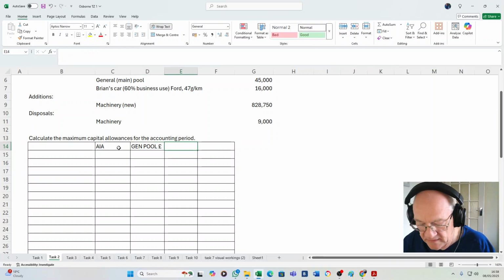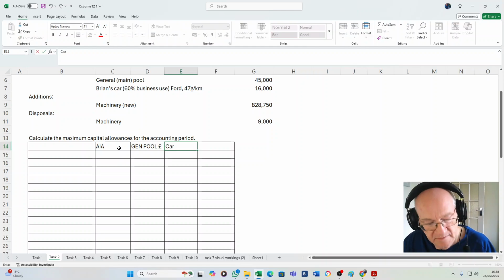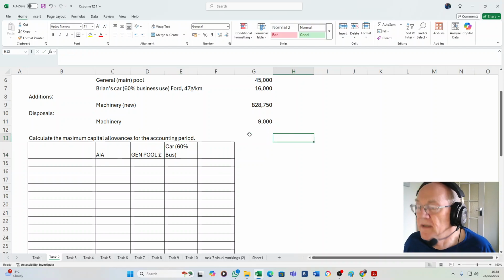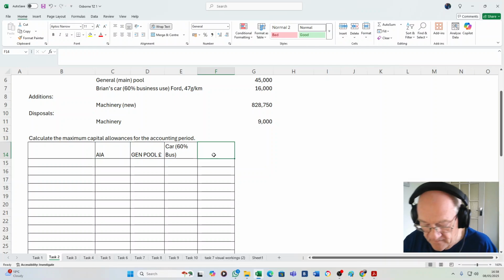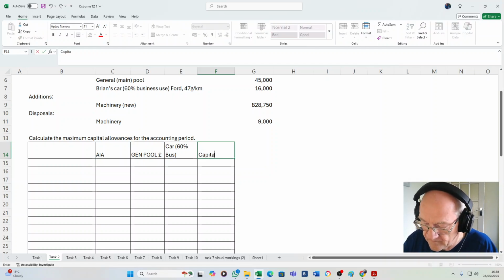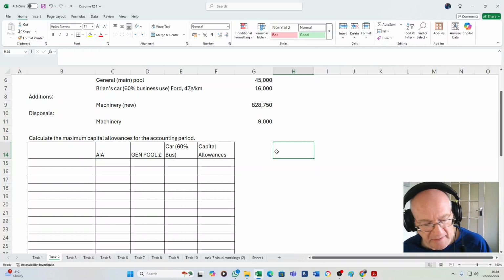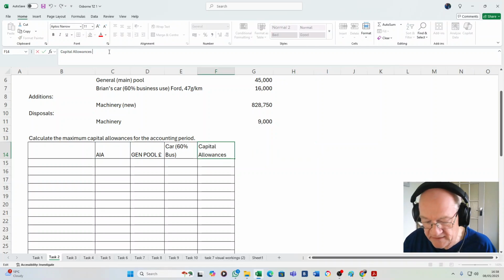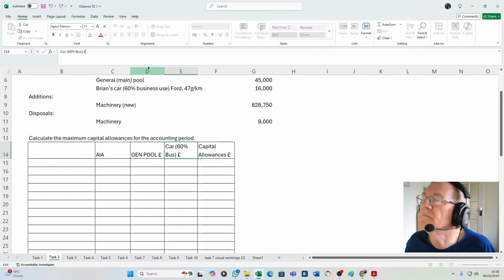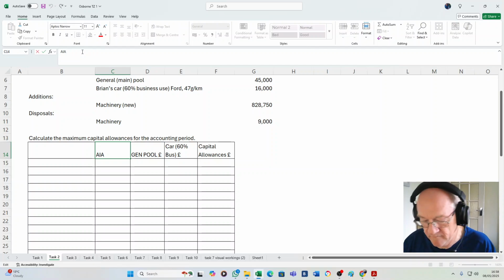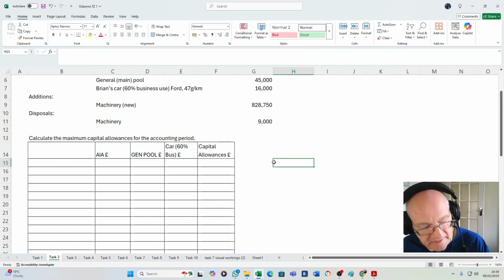General pool, car, doesn't need to really say that it's a 60% business use. You would have to have a separate column for every car. And then the actual capital allowances. I'll put a pound sign in that one. So these are all pound signs, of course. So we'll put the pound signs in just to remind us.